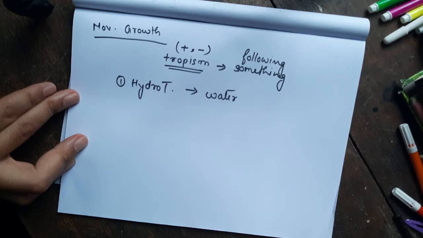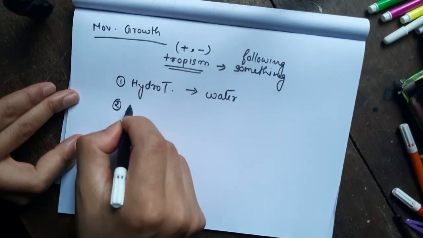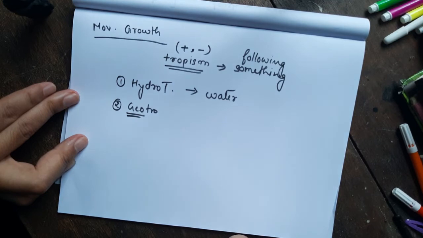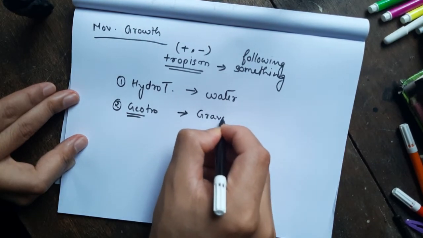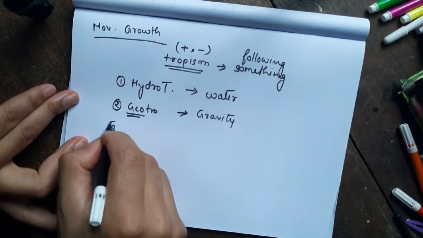Following water, example roots. Roots will always try to follow the water. So positive hydrotropism. Our aquatic plants, what do they do? The leaves will always come out of the water. That means negative hydrotropism. Same way, geotropism. Geo meaning what? Earth. In this case, we'll consider gravity. Like our trees always grow opposite of gravity, negative geotropism. Our roots always go towards the gravity, positive geotropism.